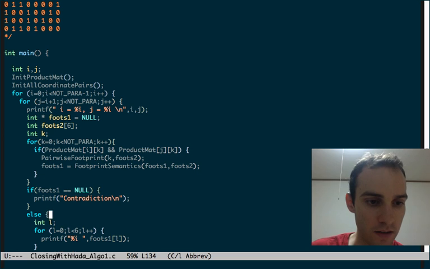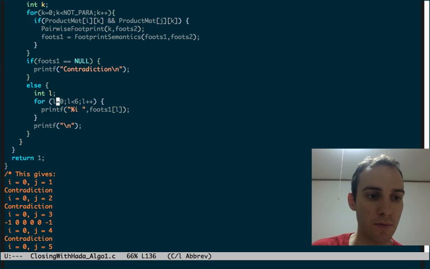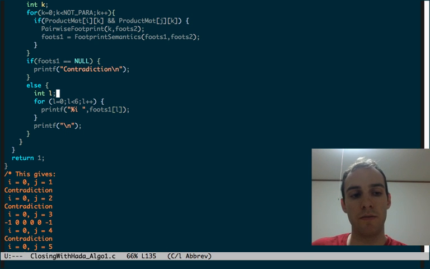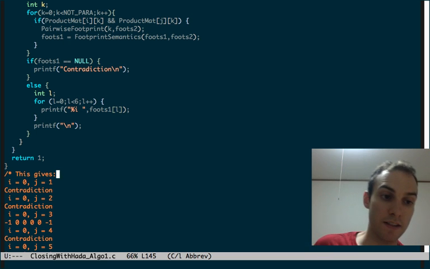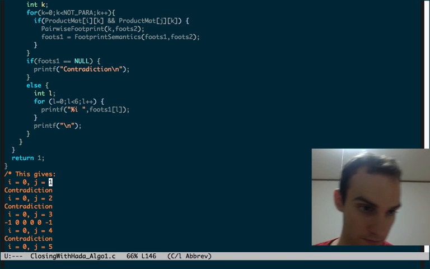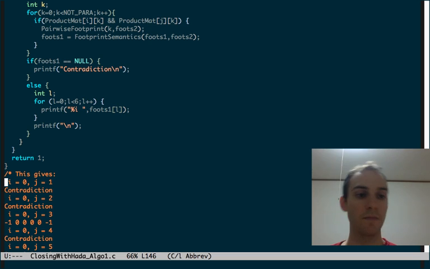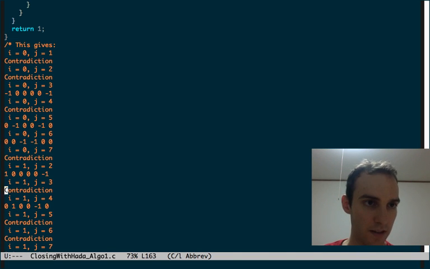If it's not null, then simply print the whole footprint, the total footprint. And basically this is what it gives. This is a proof. Based on the theorem, we have the sort of enabling theorem of this algorithm. The fact that the algorithm outputs this is a proof of the thing. You have to read the thesis, of course.